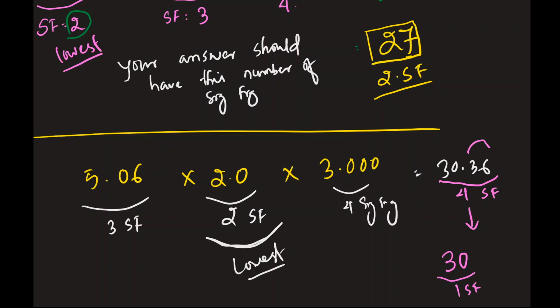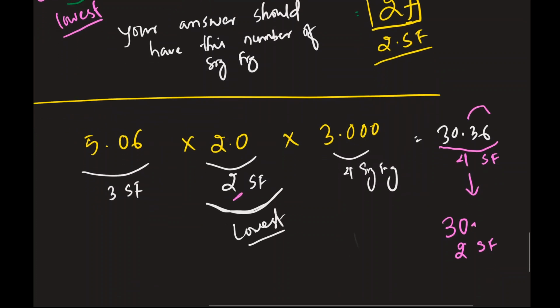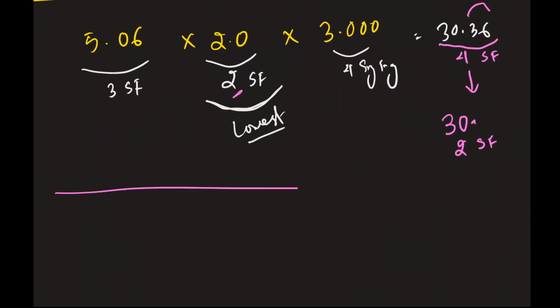Right? How many do we need? We need 2. So how can we make this 0 countable? All we have to do is put a decimal there, and bingo, there we go. So that's our answer, 30 point is going to be our answer. So that's going to be our 2 sig fig, and that matches with 2 sig fig. Good. Any questions? This rule is also followed in division as well.